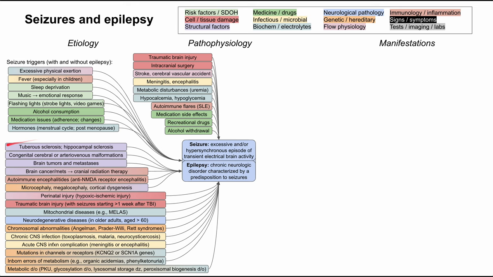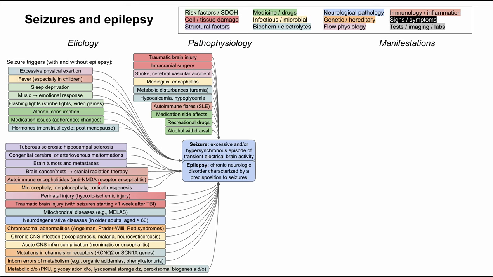First, we have some structural factors. Tuberous sclerosis and hippocampal sclerosis can cause epilepsy. Congenital cerebral or arteriovenous malformations, these are vascular problems in the brain that can cause epilepsy. Brain tumors and brain metastases, of course, are going to have a structural impact. They're going to have a mass effect on the brain, and that can precipitate seizures in epilepsy. Brain cancer and metastases, similarly, might result in a patient getting cranial radiation therapy, which can cause sclerosis in the brain and predispose you to having epilepsy. Again, autoimmune problems, including autoimmune encephalitides, specifically anti-NMDA receptor encephalitis, can predispose you to epilepsy.